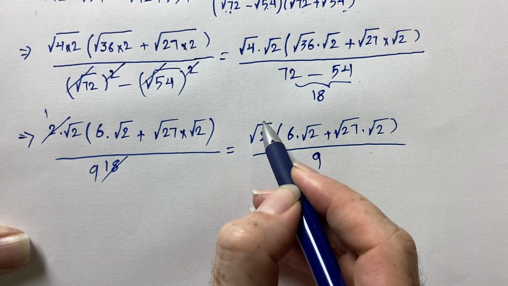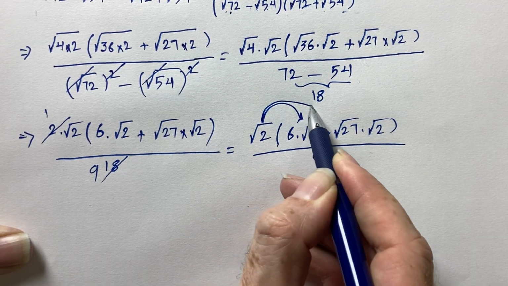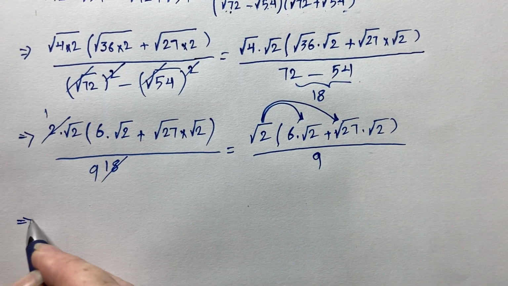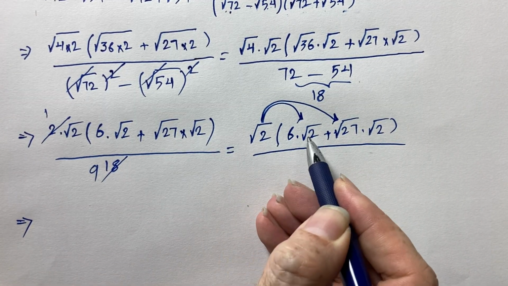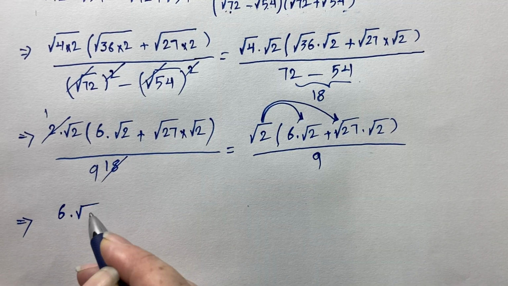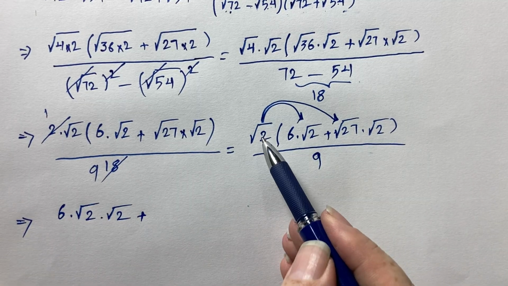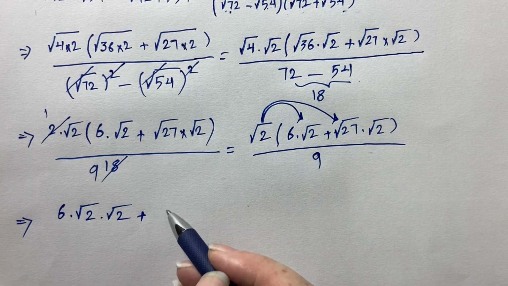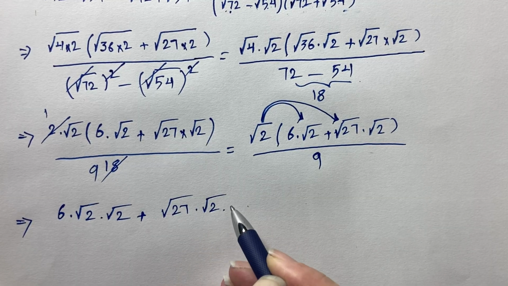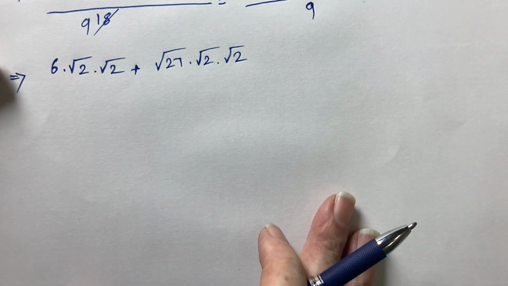What should we do as a next step? We need to expand it. This square root of 2 times this first term, and again this square root of 2 times the second term. So it is going to be square root of 2 times 6 times square root of 2 times square root of 2, plus square root of 2 times square root of 27 times square root of 2 times square root of 2. This is on top. What do we have on the bottom?